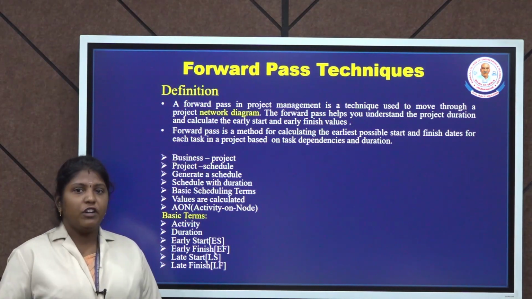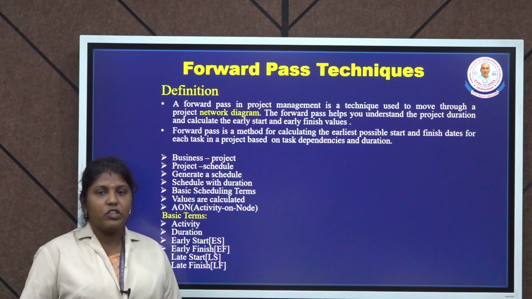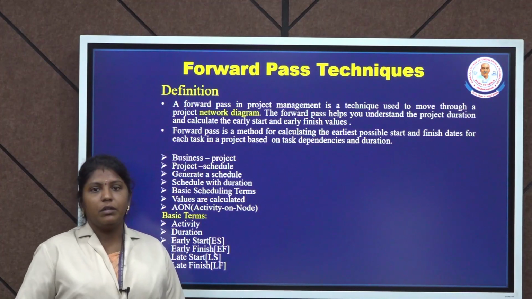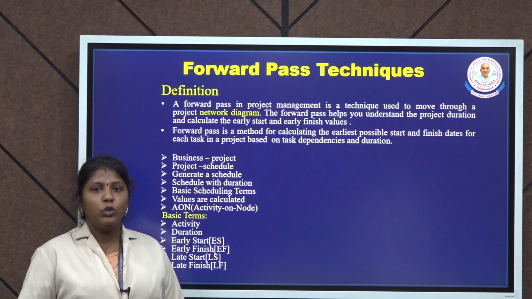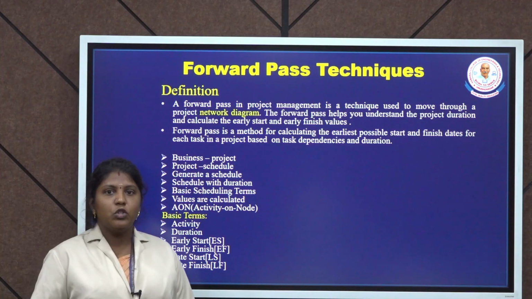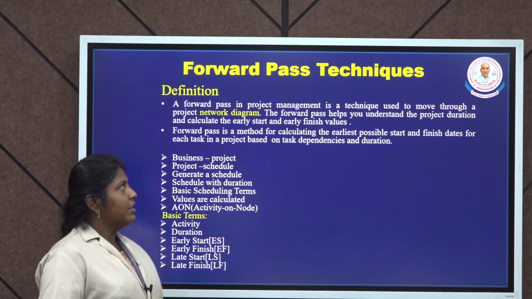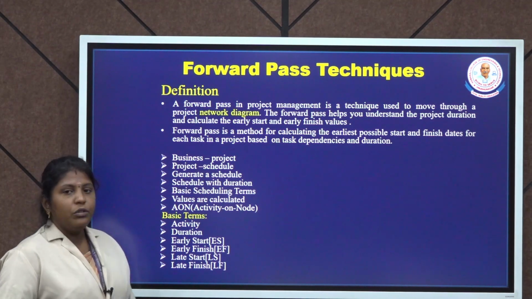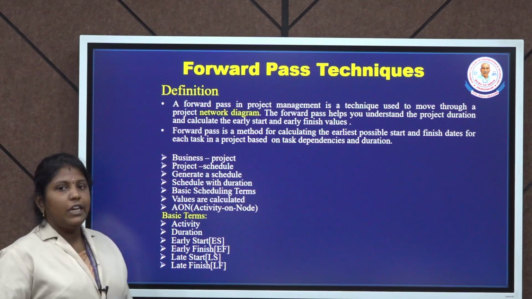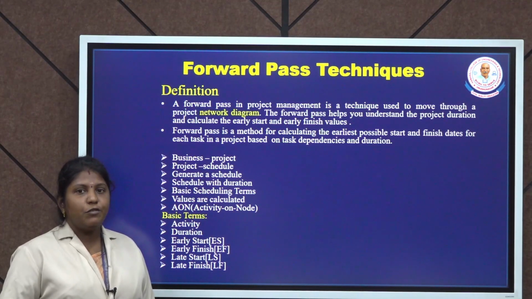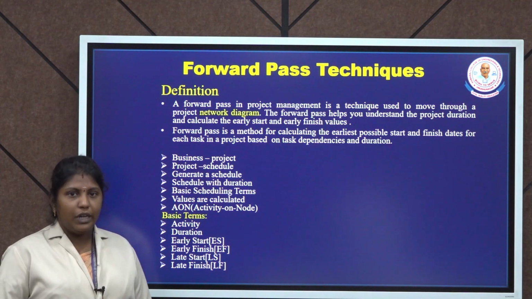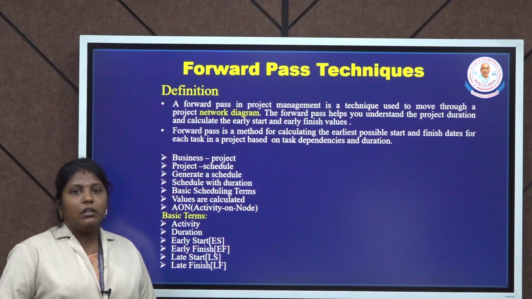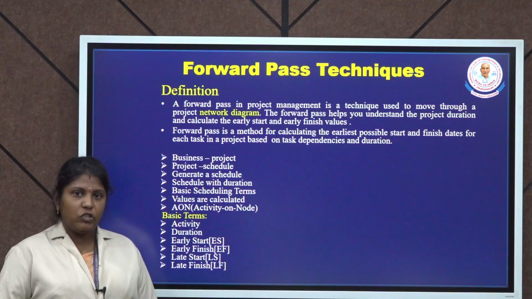So, let us see what a forward pass technique is. It is mainly used by the project manager to allocate resources and monitor the project workflow without much delay in completing the execution of the project. The definition of the forward pass technique is that it is a technique used to move through a project network diagram. Mainly in this technique, we can construct the network diagram. Through this diagram only, we calculate the durations of the project completion work.